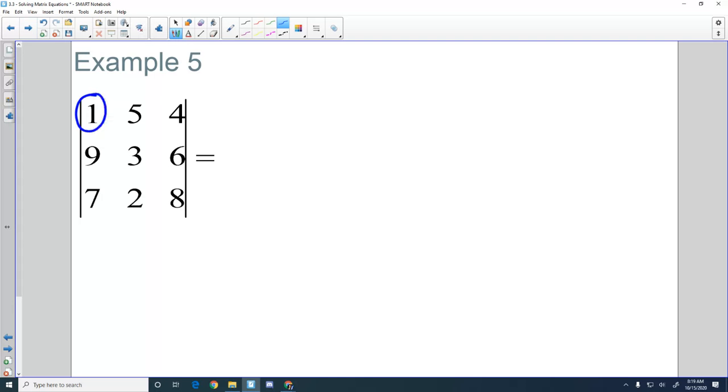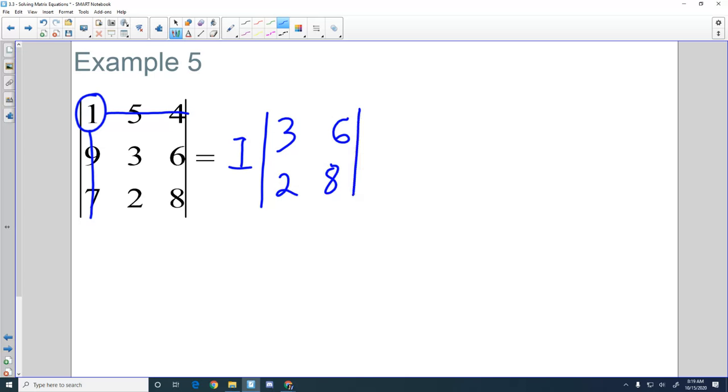We circle the first number, which is a 1, and we write that number down, 1. Now, cross off everything else in the same row and column as that 1. And we're left with 4 numbers. Those 4 numbers we're going to write next to the 1 as a determinant. So it's 1 times the determinant of those 4 numbers, which we'll do in the next step. Let me just write out the whole first line.